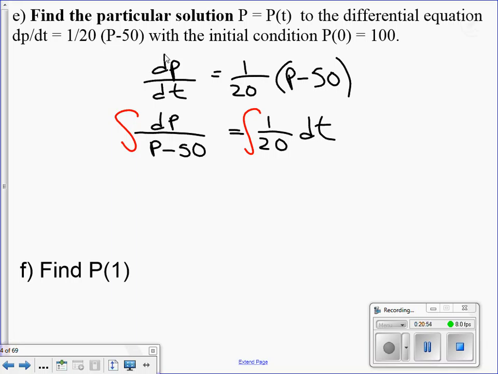What are you getting for the left? It's just an ln. We don't need to put in anything up here to have the derivative of what's down there. We already got a du over u, right? So you don't have to write out what u equals or anything like that. You just say it's the ln. And again, with these differential equation problems, the argument inside is positive, so we don't deal with the absolute values. So ln of P minus 50. What about the other side?